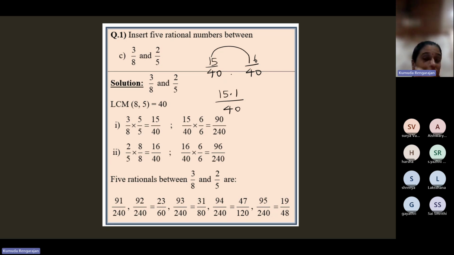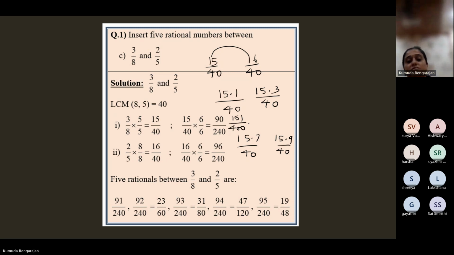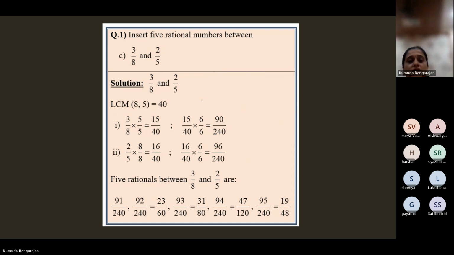So numbers between this: 15.1 by 40, 15.3 by 40, 15.7 by 40, 15.9 by 40. And 15.1 by 40 is nothing but 151 by 400, right? And then 153 by 400, 157 by 400, because when you shift the decimal point, it becomes 400 in the denominator, 159 by 400. You can do this. Or you can still increase the space in the numerator.